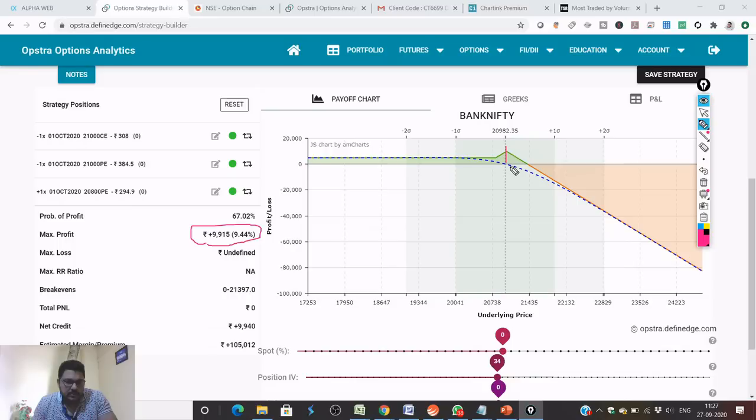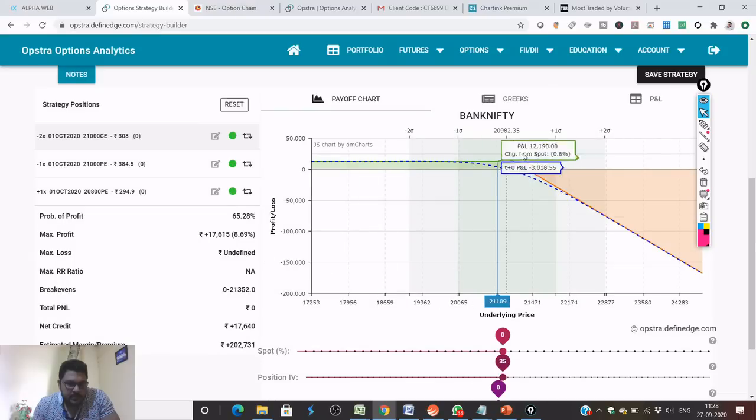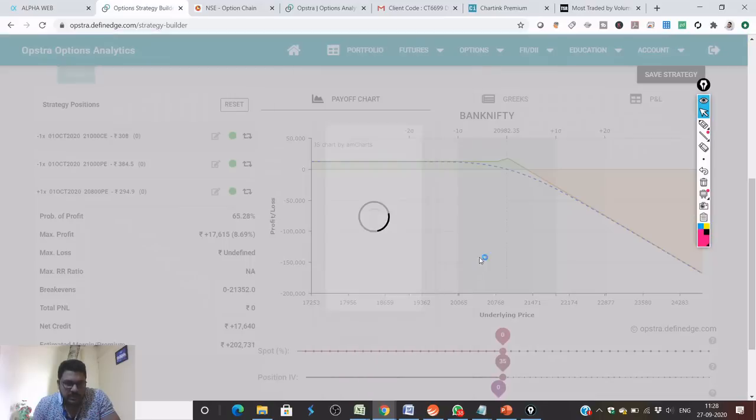So now if it starts moving backwards, then your loss starts from here, and within a few minutes it can go up to 3,000-4,000 if the fall is huge. Okay, so there is a risk involved here. Now what do we do? So we have the 20,800 put. So 21,000 put and 21,000 call. So if I increase the 21,000 call, what will happen? So the profit has increased, but the risk levels are also increasing with that change.